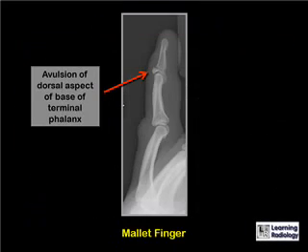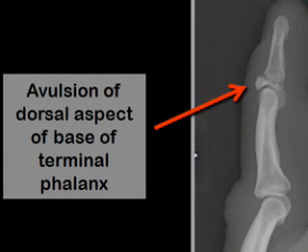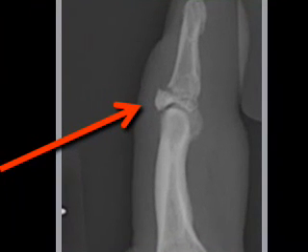This is an example of a mallet finger in which there is an avulsion of the dorsal aspect of the base of the terminal phalanx of the middle finger.